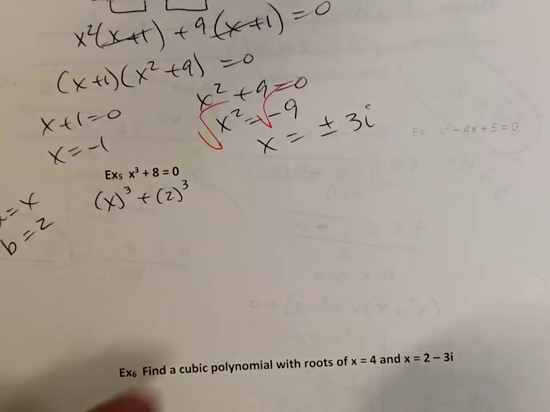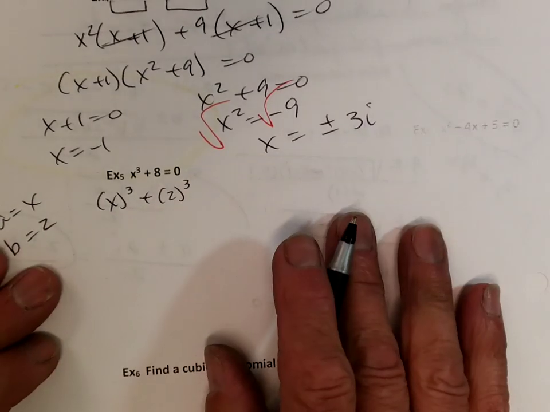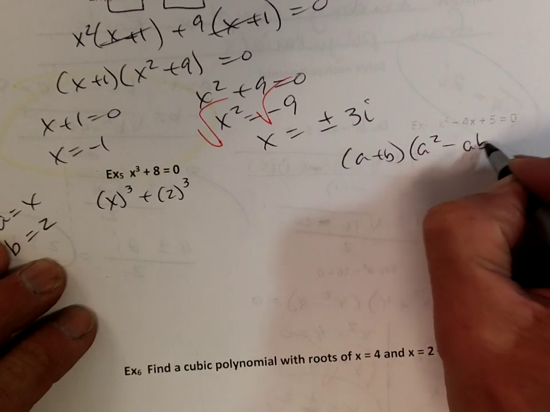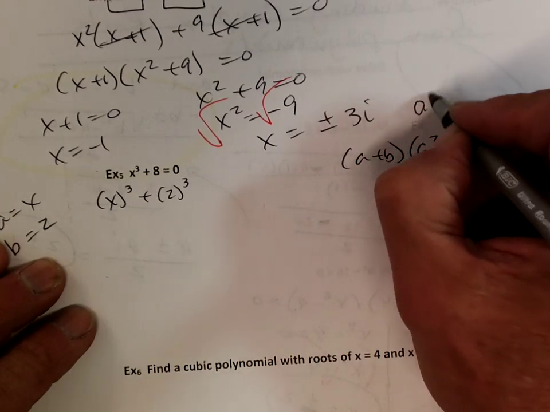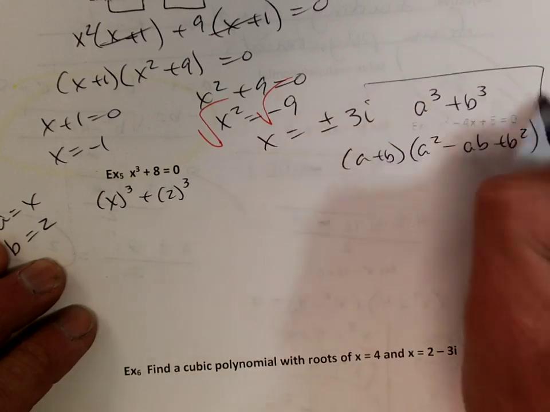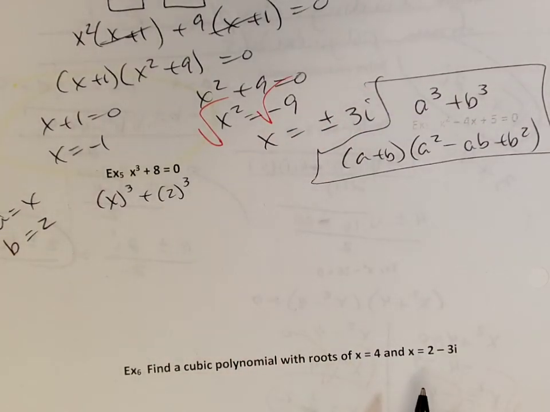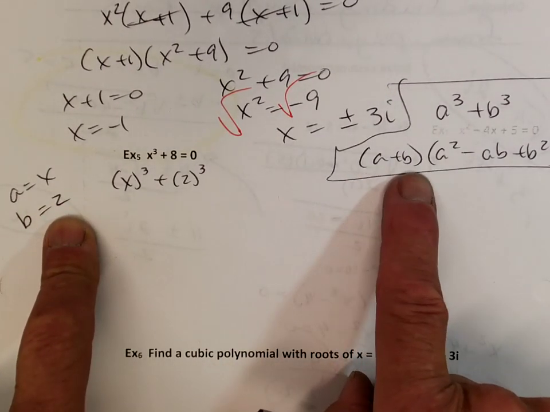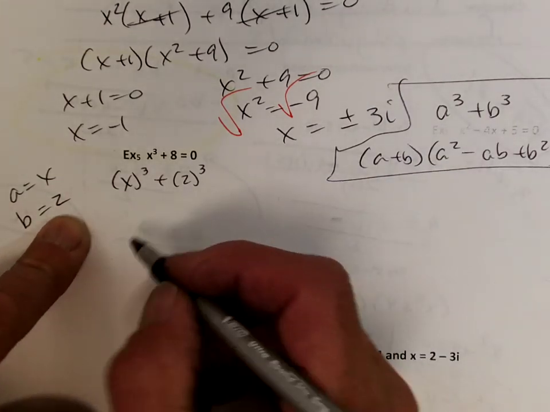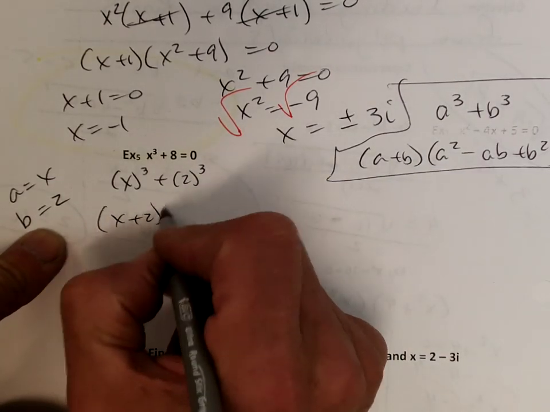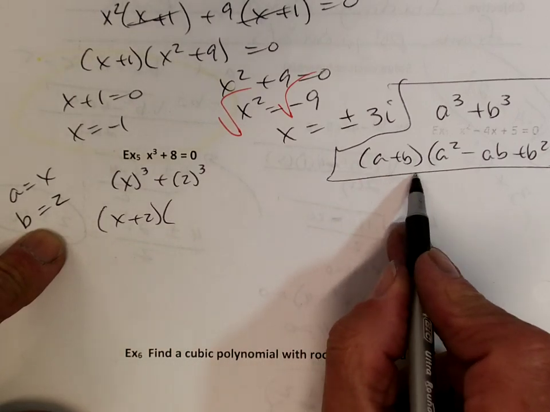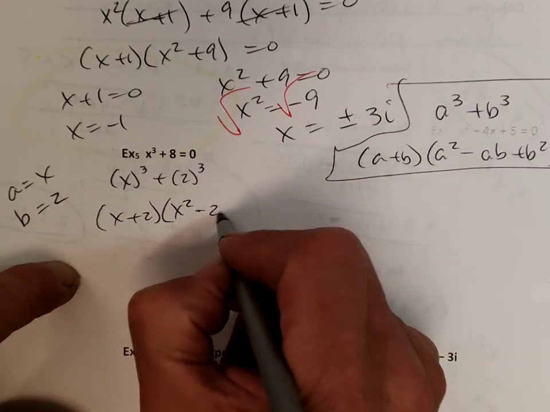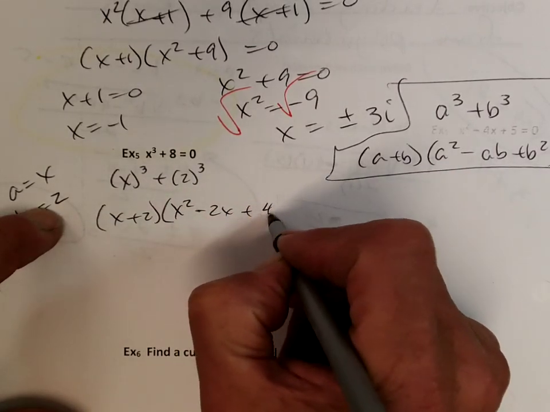And I'm going to use my formula. My formula is a plus b times a squared minus ab plus b squared. And that came from a cubed plus b cubed. Okay, that's my formula I'm going to use. So, a is x. I'll put x there. B is 2, and I'll put 2 right there. Okay, so we'll rewrite this as x plus 2, because that's my a plus b, times x squared minus 2x plus 4. Okay, now step back.